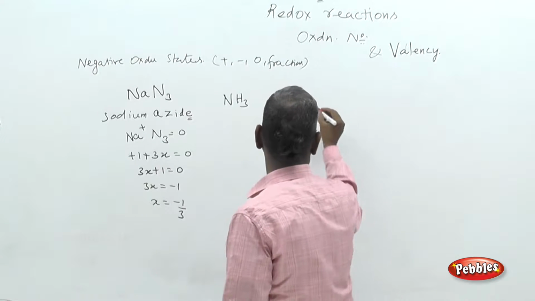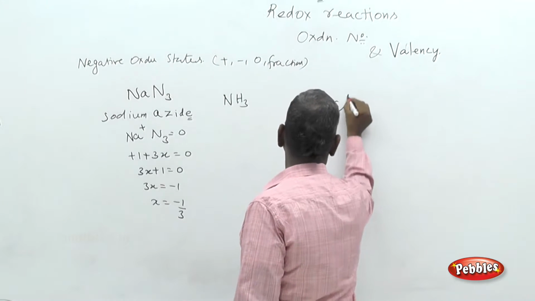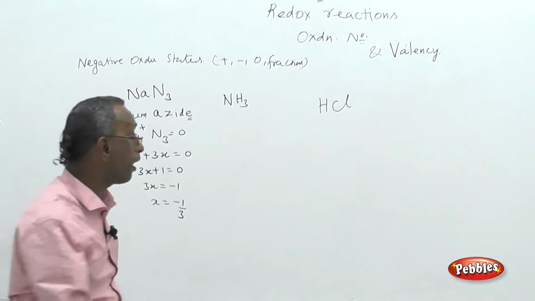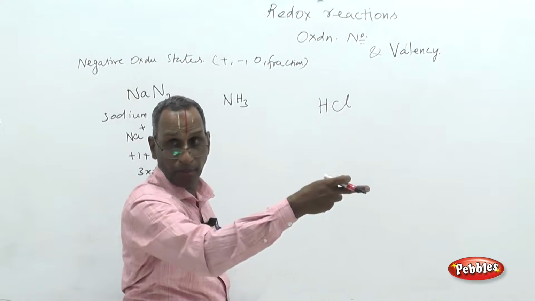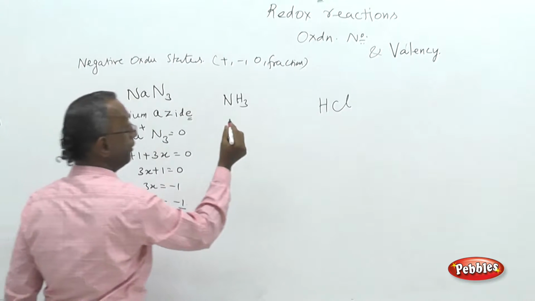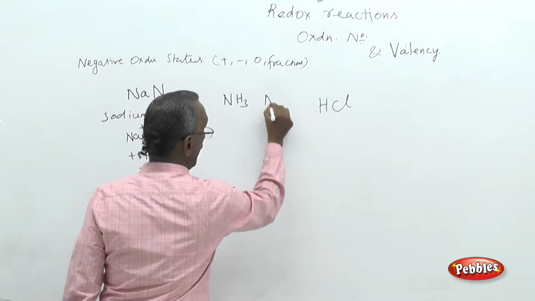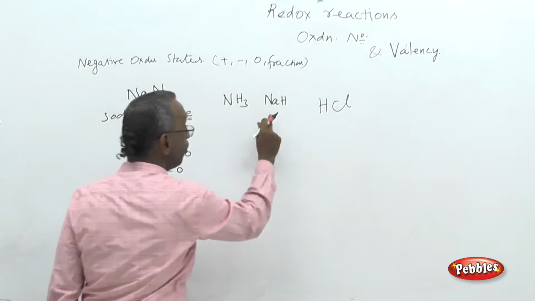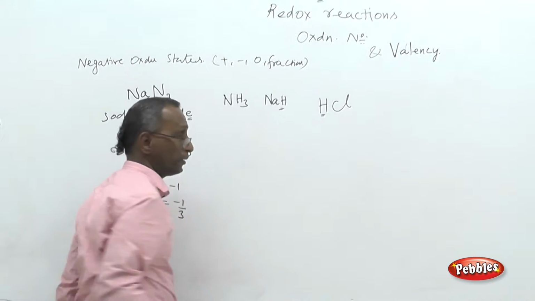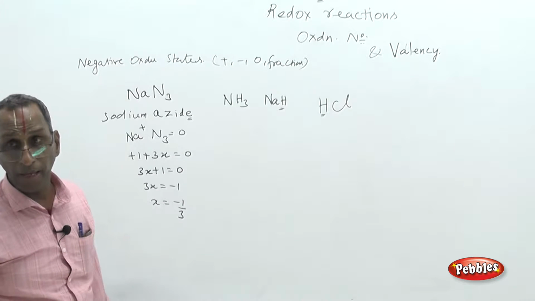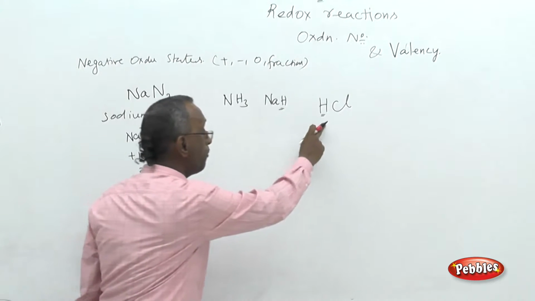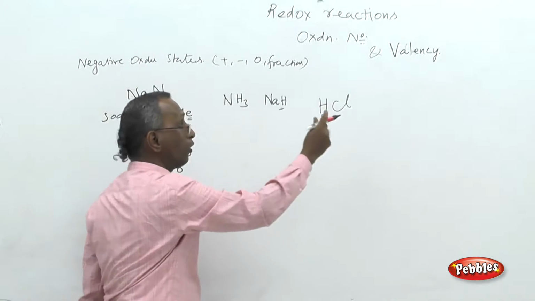Now let us calculate the oxidation state of chlorine in the compound hydrogen chloride. Once again we call it hydrogen chloride, whereas here we call it azide. Whenever it is NaH, we call it sodium hydride. Both compounds contain hydrogen, but they are given different suffixes. NaH is called sodium hydride, but HCl is called hydrogen chloride.